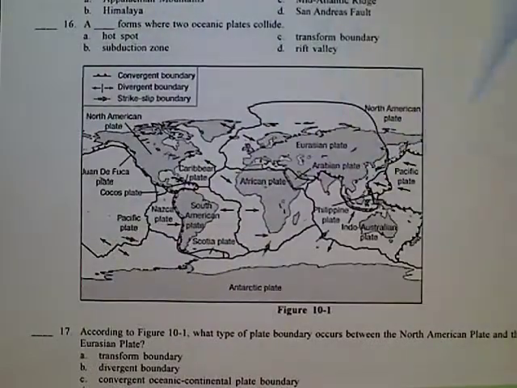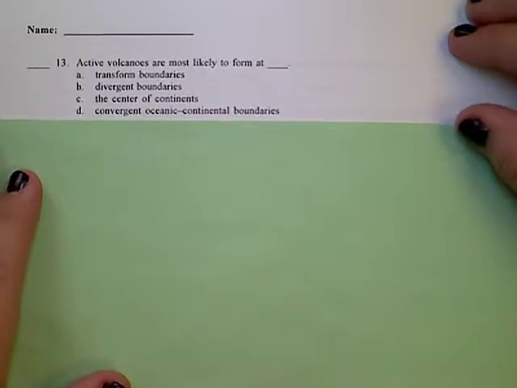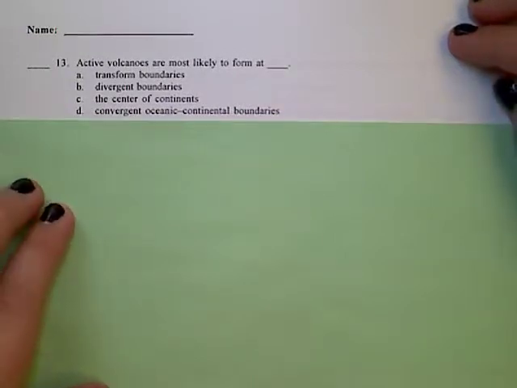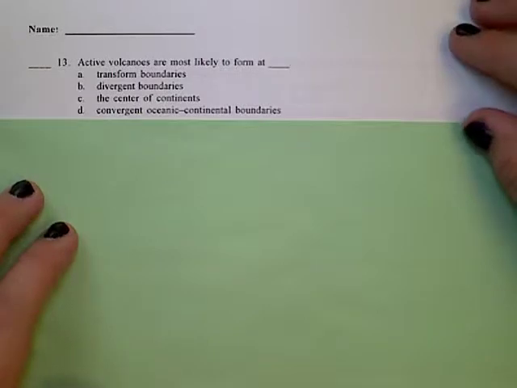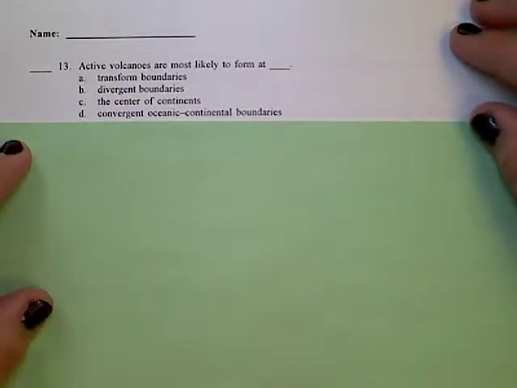12. The Andes mountain range of South America was formed at a blank. A. Convergent boundary, B. Divergent boundary, C. Hotspot, or D. Transform boundary. 13. Active volcanoes are most likely to form at blank. A. Transform boundaries, B. Divergent boundaries, C. The center of continents, or D. Convergent oceanic continental boundaries.